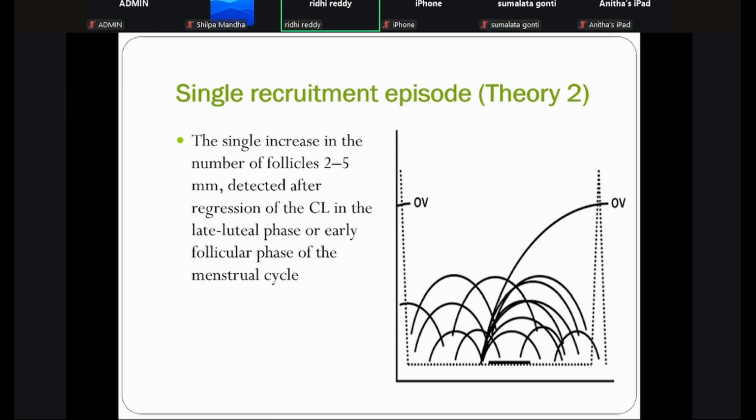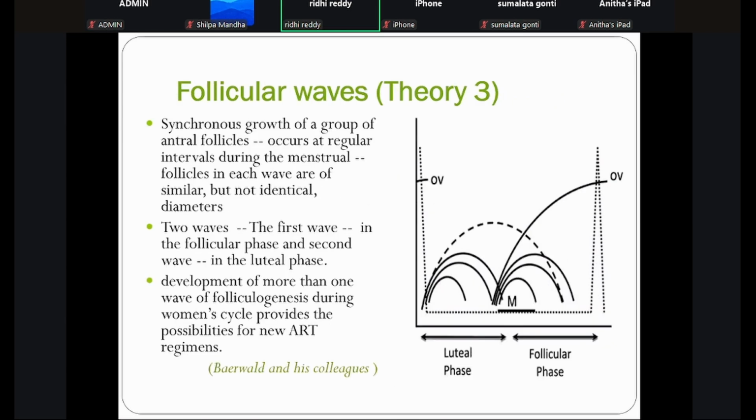The single increase in the number of follicles 2 to 5 mm is detected after the regression of the corpus luteum. This single recruitment can be in the late luteal phase or early follicular phase of the menstrual cycle. Then waves: synchronous growth of a group of antral follicles occurs at regular intervals during the menstrual cycle. Follicles in each wave are of similar but not identical diameter. There can be a first wave in the follicular phase, and a second wave in the luteal phase.